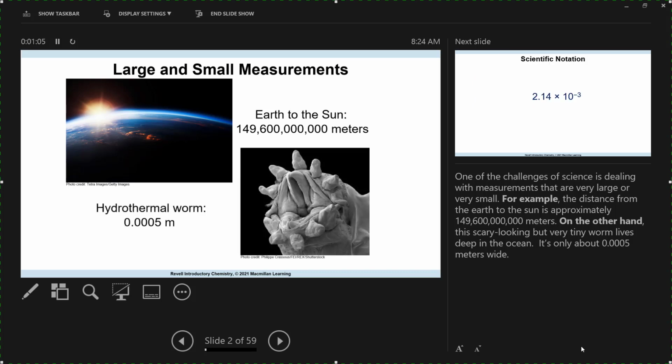And then we have this kind of scary looking creature, this hydrothermal worm. Kind of got to zoom in to see that thing. I'm not sure I want to zoom in to see that thing, but obviously this is quite a small little creature.